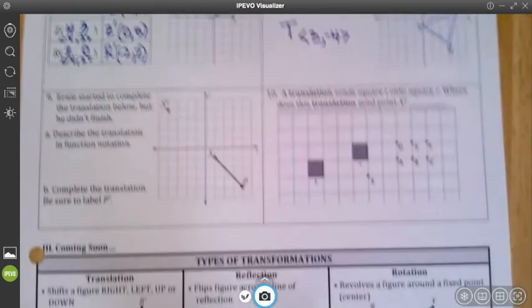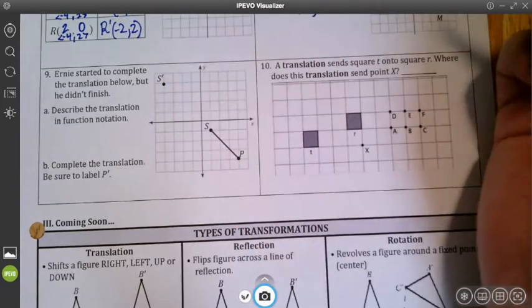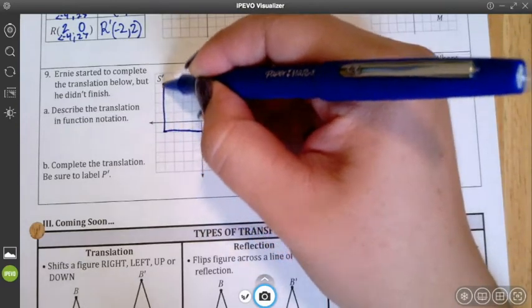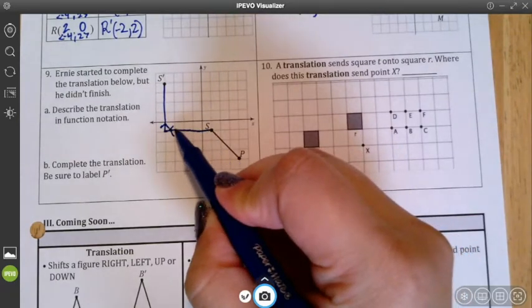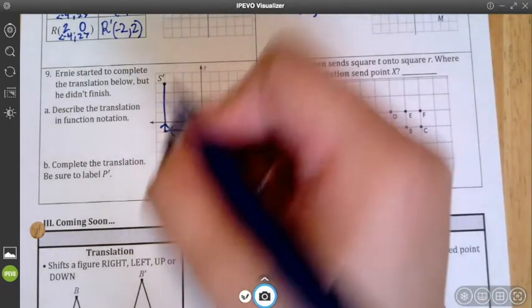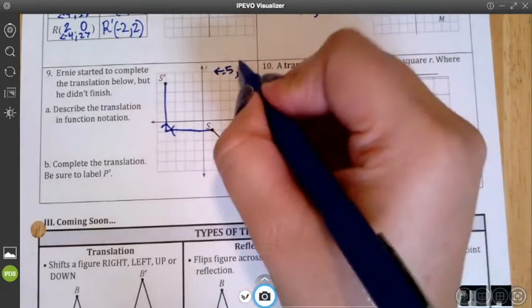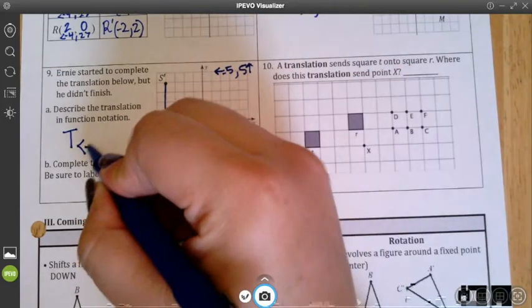On number 9, Ernie started to complete the translation below but didn't finish. Describe the translation in function notation. So I know that S becomes S prime. So again, just like making slope, we'll go sideways first, and then we go vertically. So we say, how far sideways did we go? We went 2, 4, 5 to the left. So to the left by 5 is negative. And then we went up by 5, which is positive. So that's the translation by -5, 5.